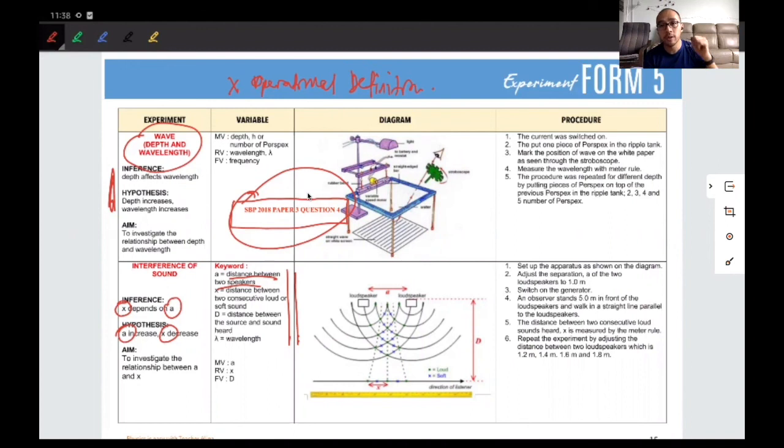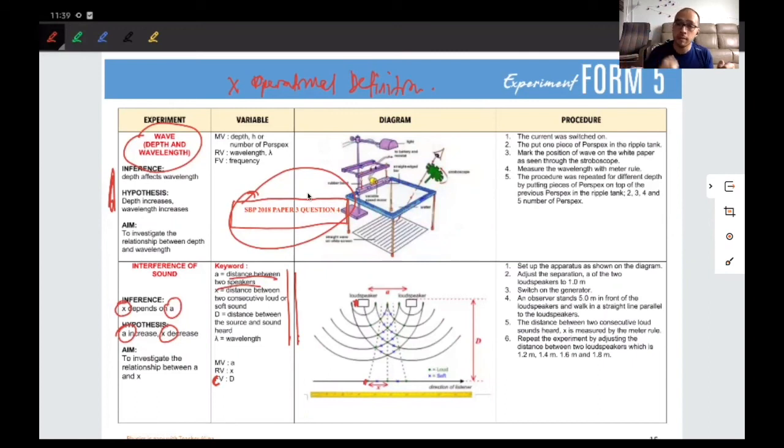But don't write short form. Write it in the long form. So that's why dia bagi ini keyword di sini lah, because it's very long lah. So the MV is A, the RV is X, the CV, constant variable, is D, the distance between the source and the sound. So the procedures are all given here. Take a screenshot of this so that you can write your own answers later.